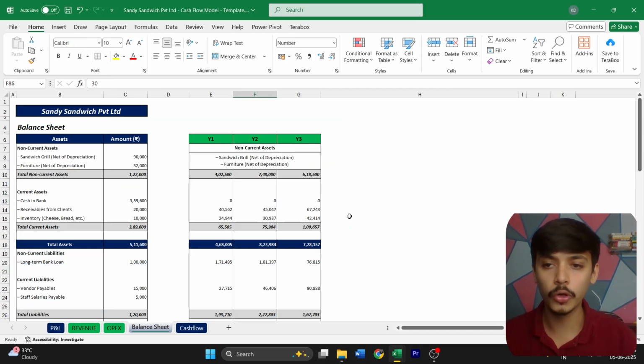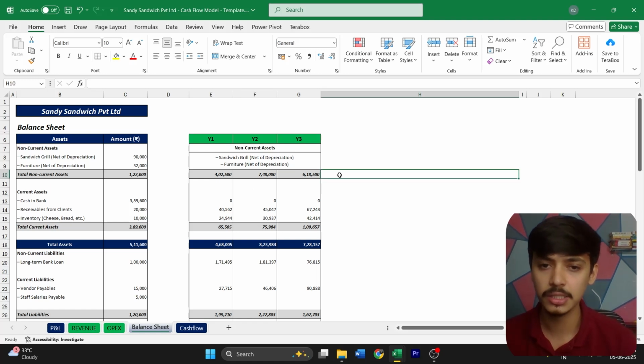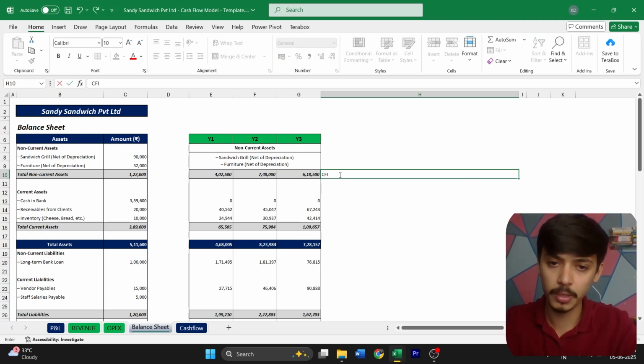Perfect. So from P&L we have all the elements ready with us. Next we will move on to the balance sheet. Because the revenue and OPEX sheets are only supplementing ones, we don't take any element from those into the cash flow statement. Starting in the balance sheet, we have the first element, which is non-current assets. These are the investments that we are making into the business, which represent the investment amount. This will be cash flow from investing.